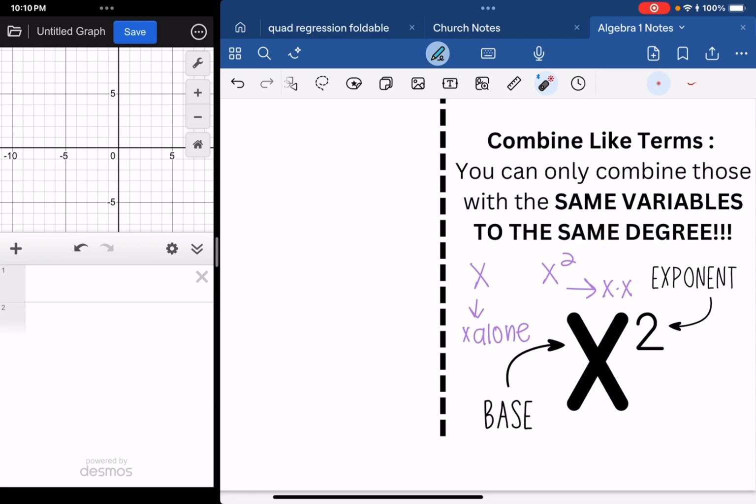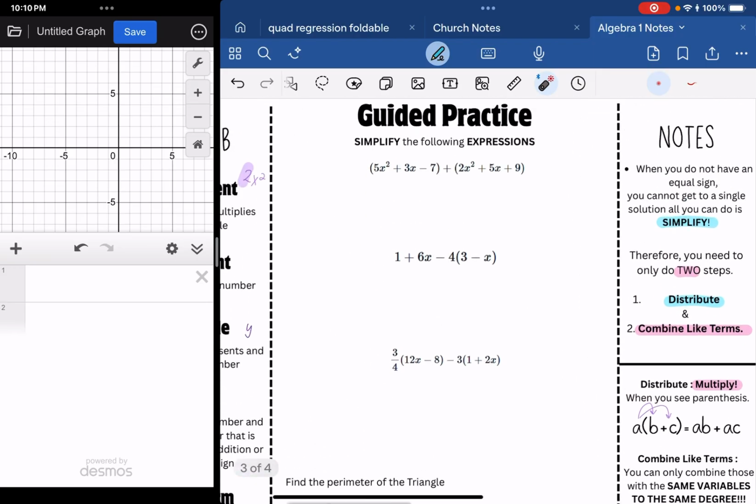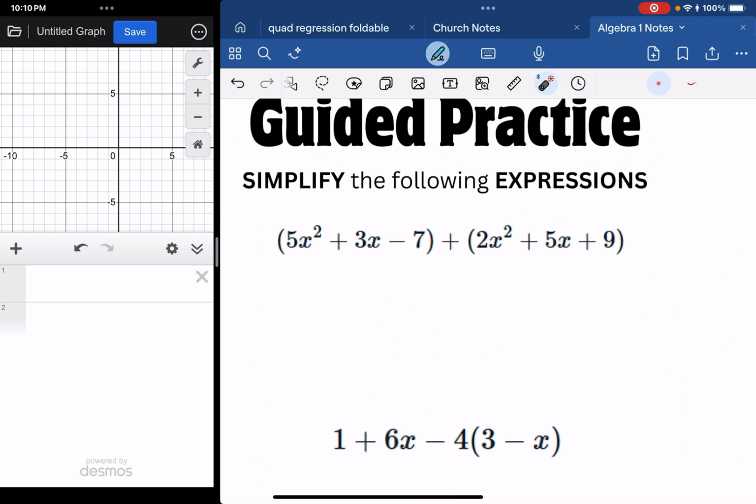Okay, so regardless of all that, that goes beyond. When we are combining like terms, we can only combine those with the same variable and to the same degree. Okay, so let's do some practice. Okay, so simplify. Again, there's that word. If I see the word simplify, I can only do 2 things. I can distribute and combine.